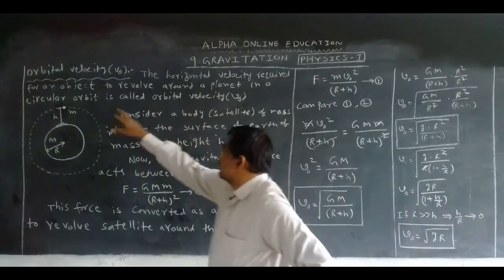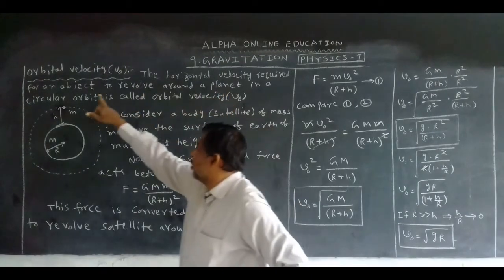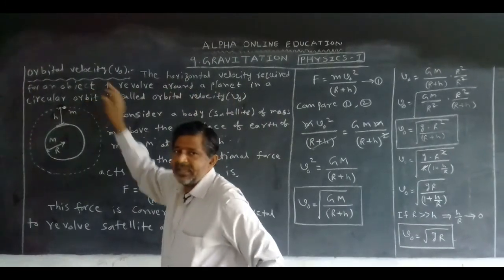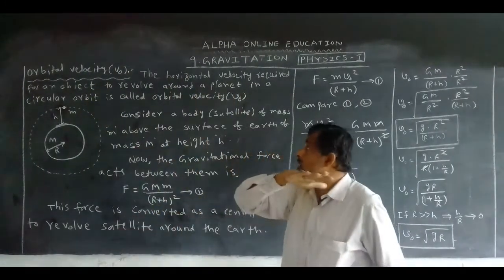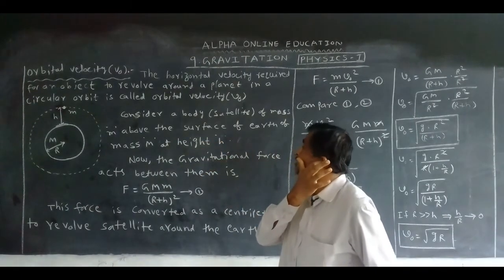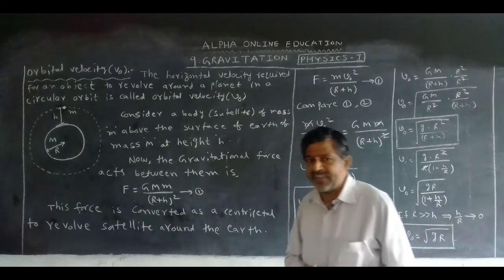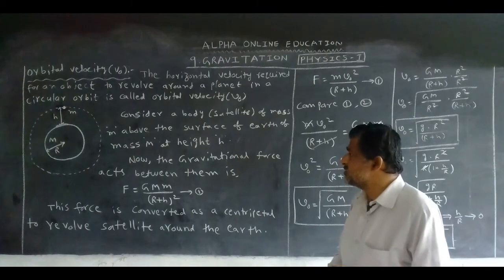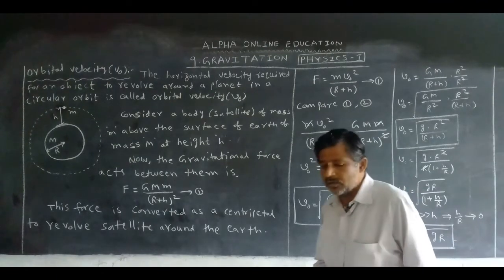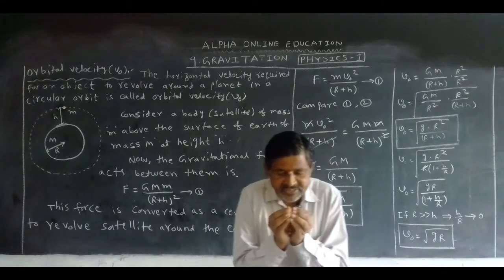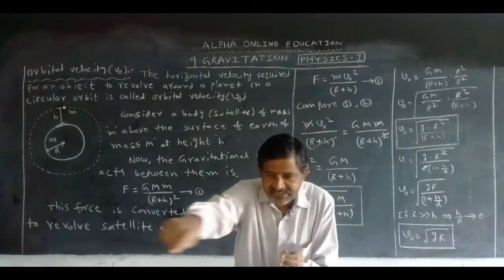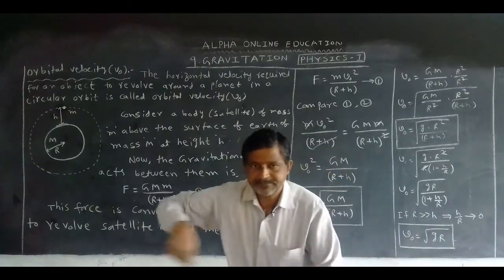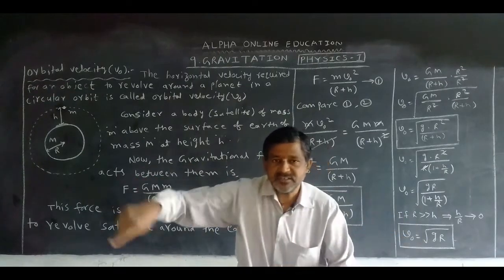In case of a sun, we can say the object becomes a planet. Here, for a planet, the object is a satellite. If it is the sun, the object is a planet. Okay, anyhow, the horizontal velocity required for an object to revolve around a planet in a circular orbit is called orbital velocity. Let us take a planet. How does the satellite revolve? Like this. This is called horizontal velocity.